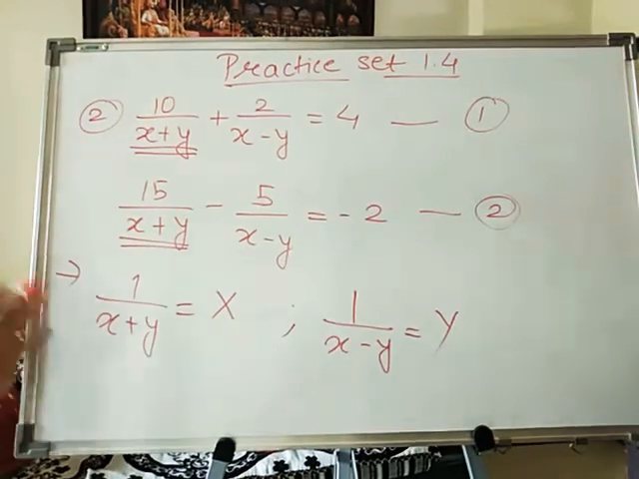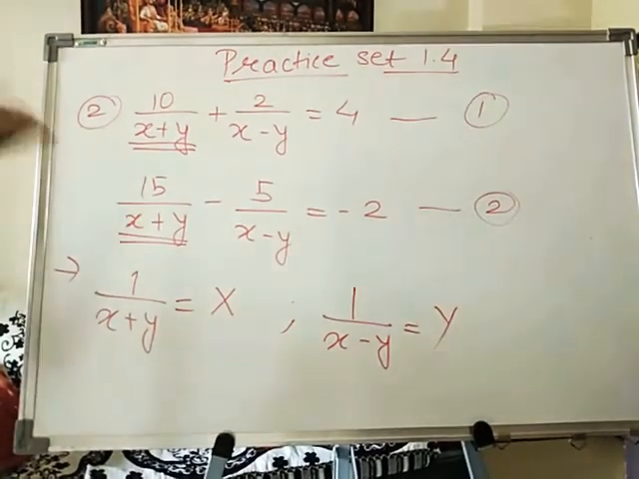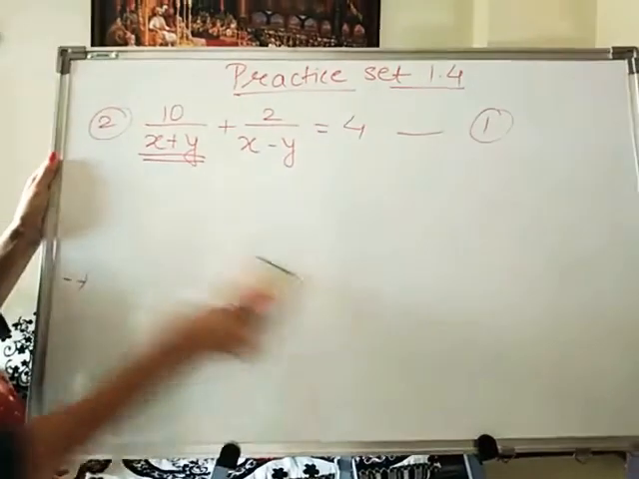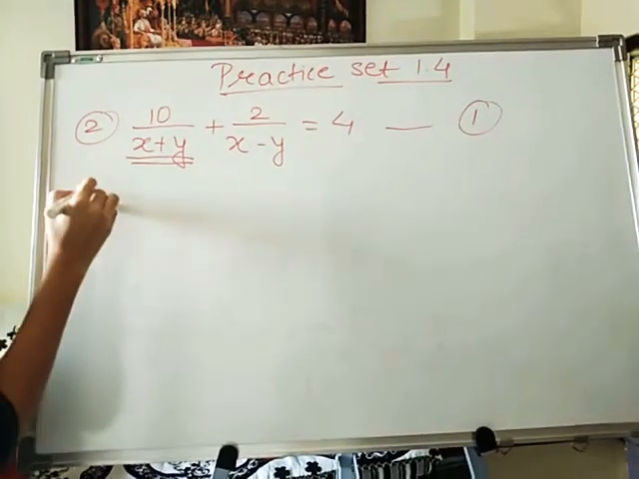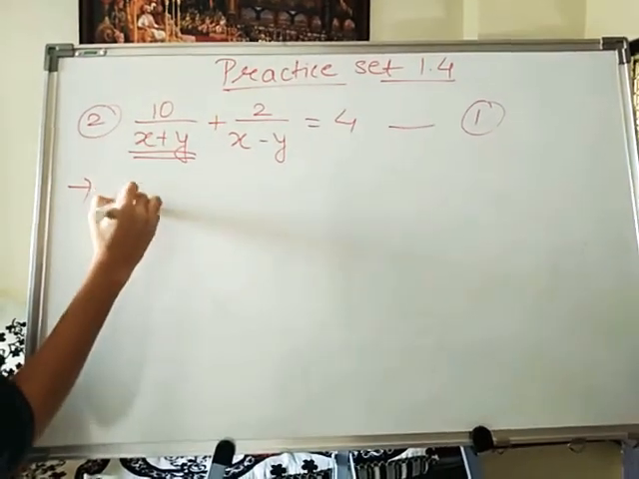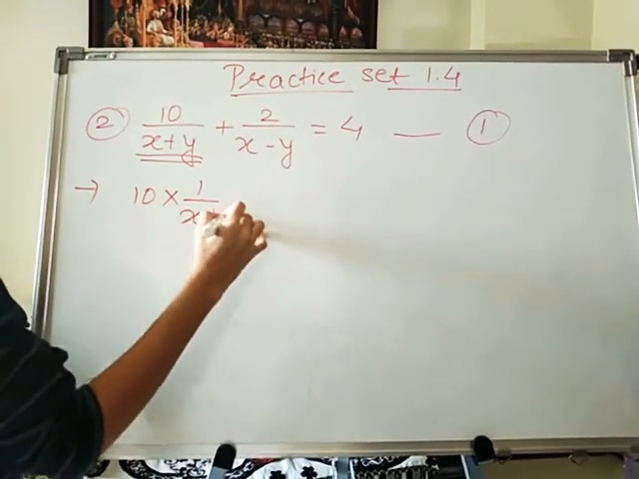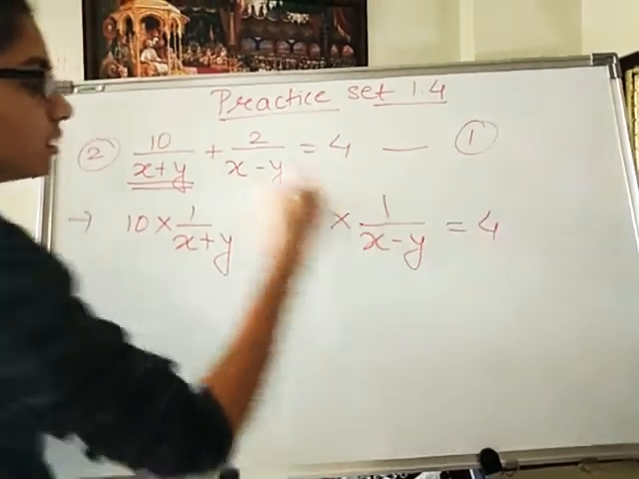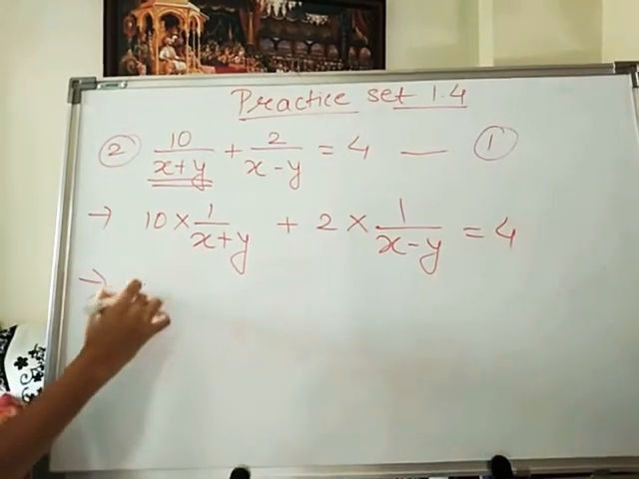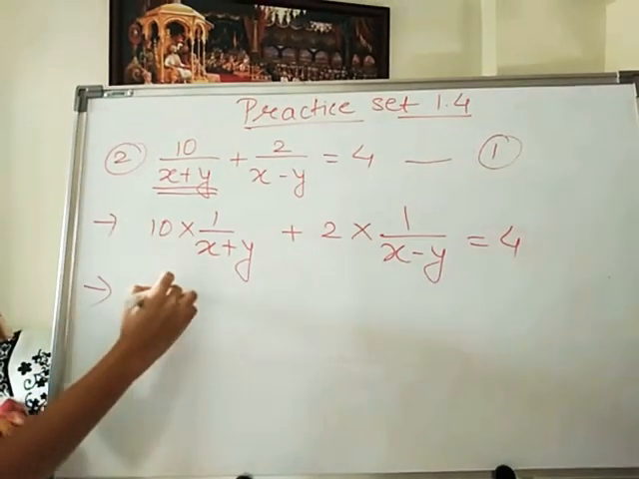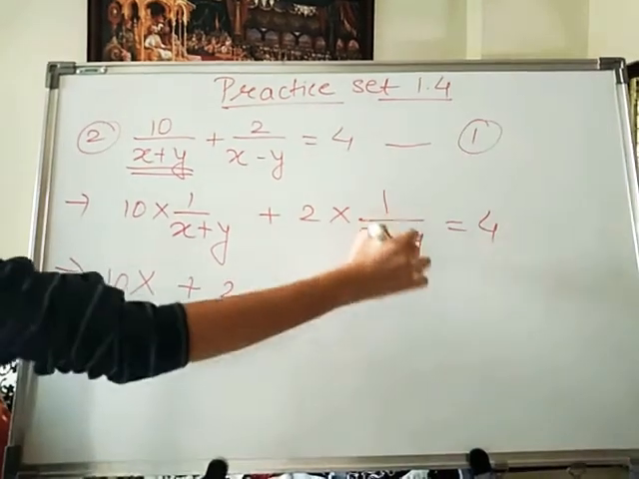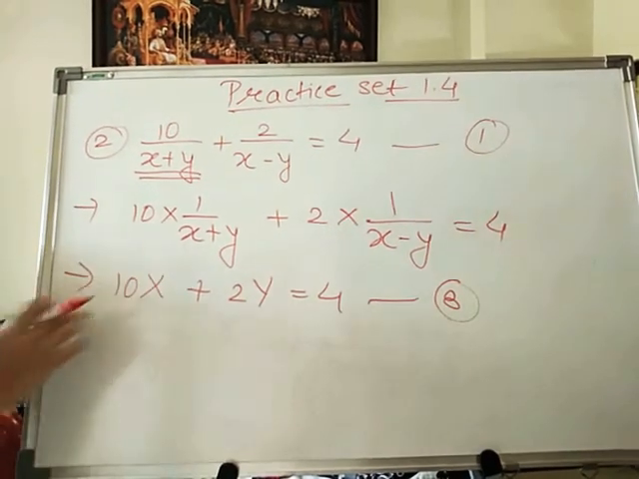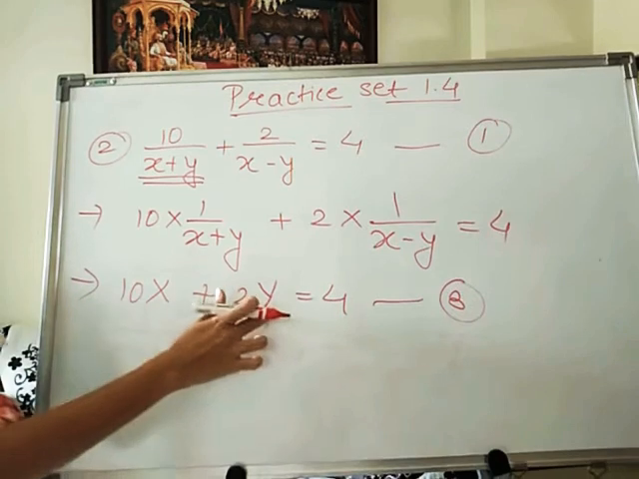Now substitute capital X and capital Y in equations 1 and 2. What you will get is, equation 1 becomes 10 upon x plus y, so it is 10 into 1 upon x plus y plus 2 into 1 upon x minus y. We can write this first equation in this order also. 10 into 1 upon x plus y is 10 capital X, plus 2 into 1 upon x minus y is capital Y. So this is your new equation, equation number 3: 10X plus 2Y is equal to 4. Your X is capital, Y is also capital.